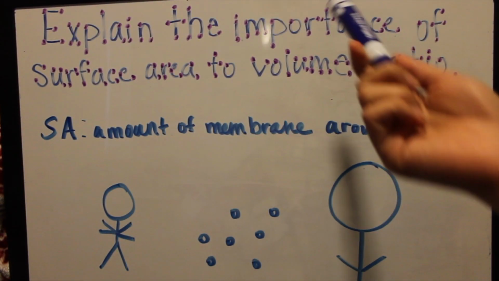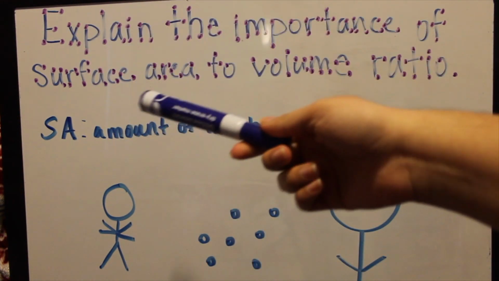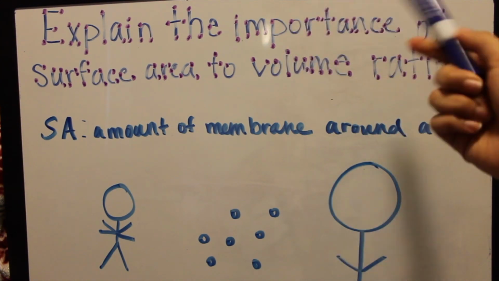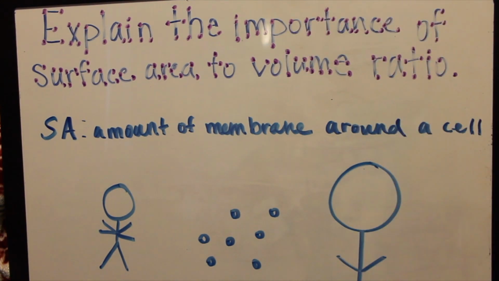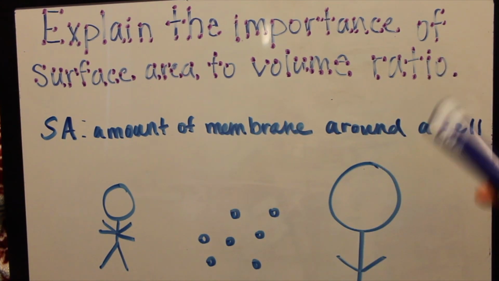Hi, so in this video we're going to explain the importance of surface area to volume ratio. I will be explaining what surface area is, while Richard will be explaining what volume is. So essentially, surface area is the amount of membrane around a cell.